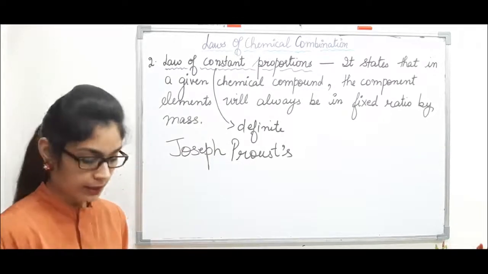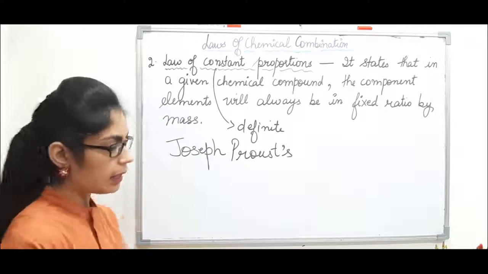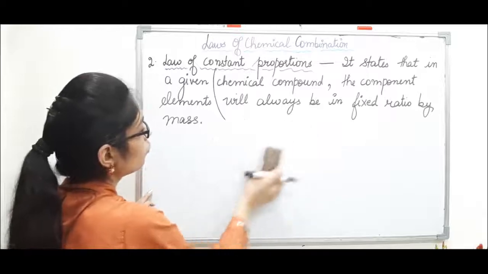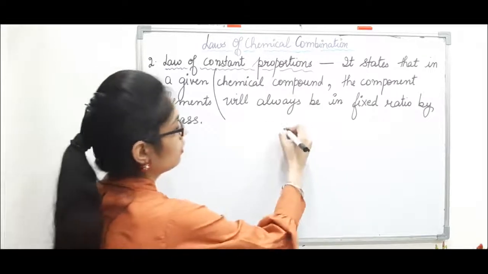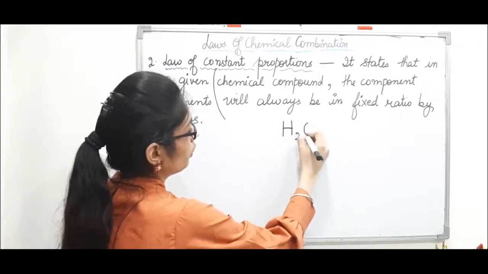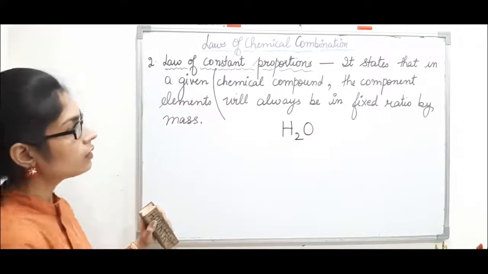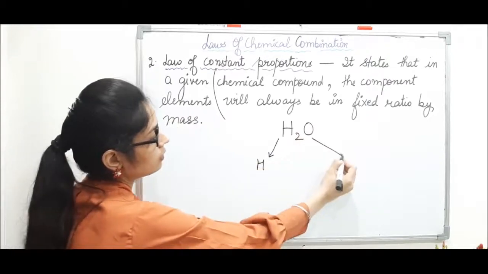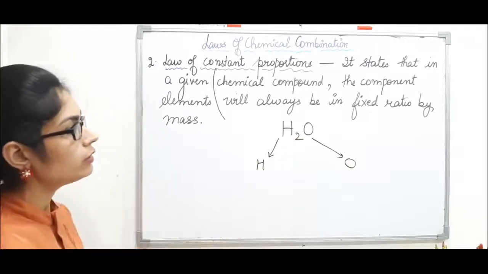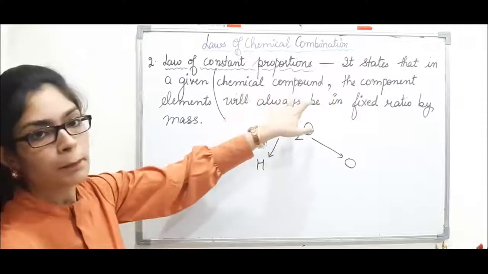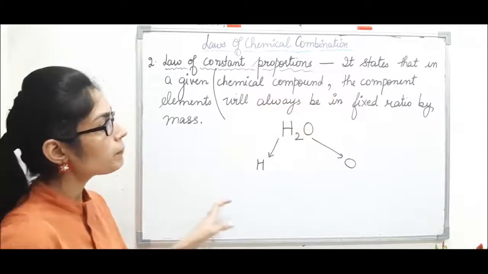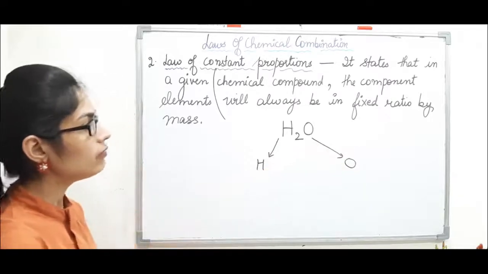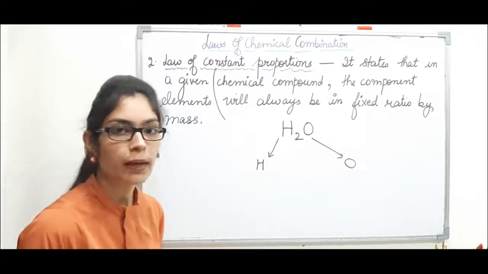So this again we'll try to understand with the help of one example. We'll take the example of water. Water is a compound and its component elements are hydrogen and oxygen. So that's what is mentioned: in a chemical compound, the compound is water and the components are hydrogen and oxygen. They will always be in a fixed ratio by mass.